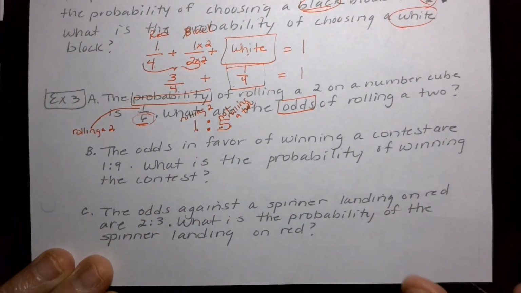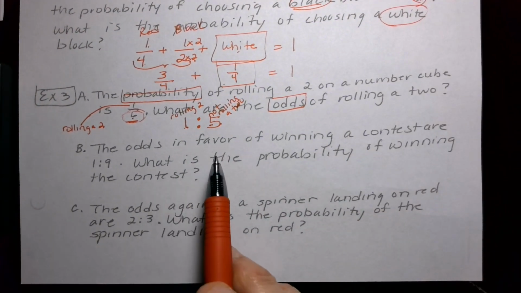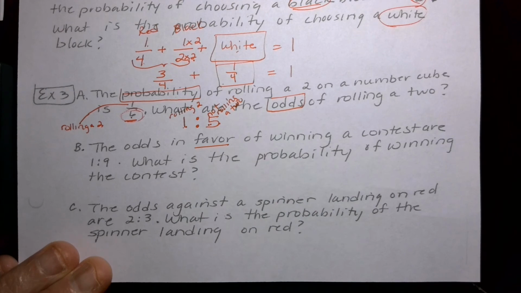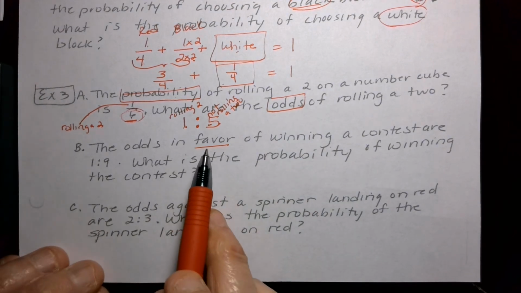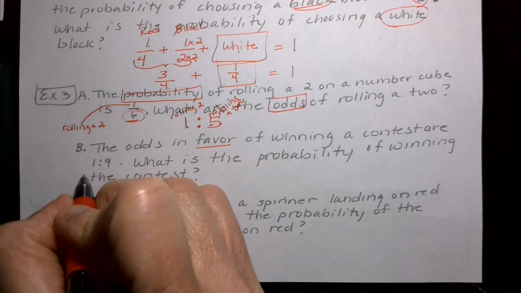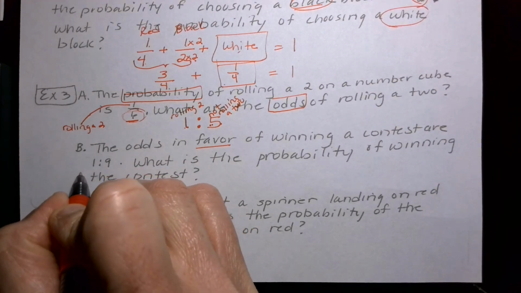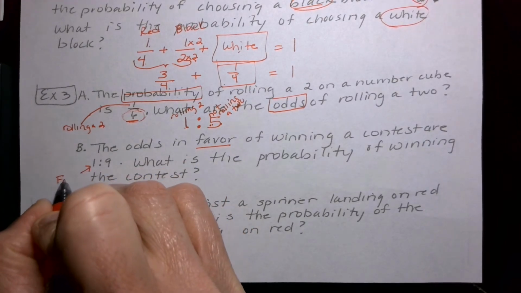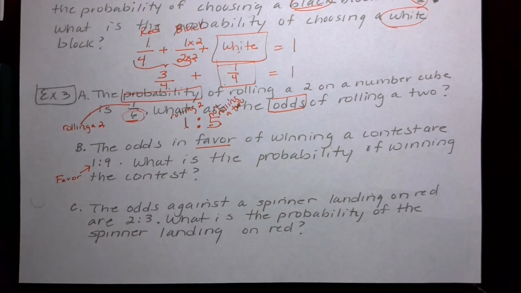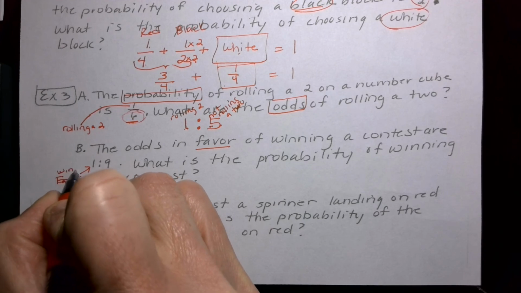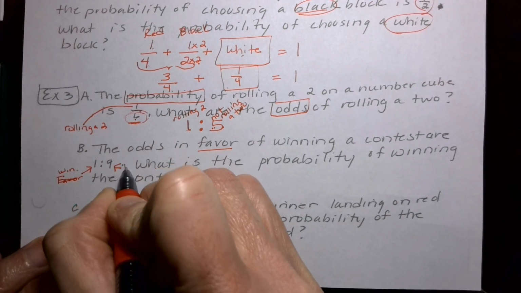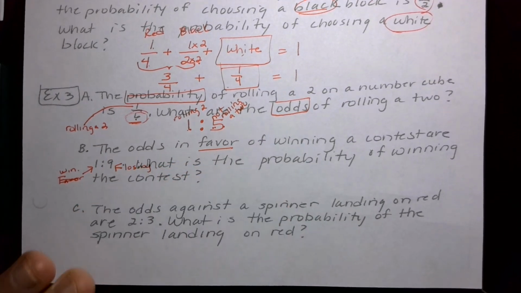Okay, let's try another one. The odds in favor of winning a contest are 1 to 9. So whatever they mentioned first. Now look, they gave us the odds this time. This one represents being in favor of winning it, or winning it, we could just say. These are odds of losing. Okay, they're always the opposite of each other.